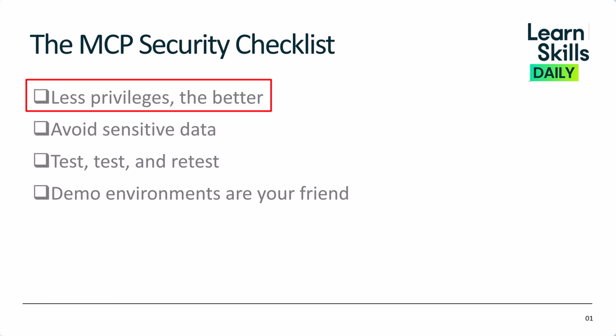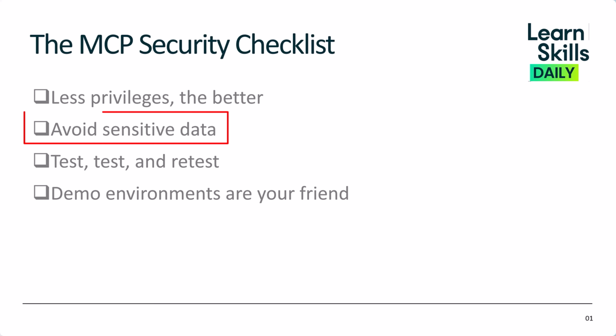Again, AI can be very powerful, but it does make mistakes, and the last thing you want is for it to make a critical mistake on production environment stuff. So always go through your tool lists to make sure that you have the right tools for the jobs you need. Secondly, avoid sensitive data.